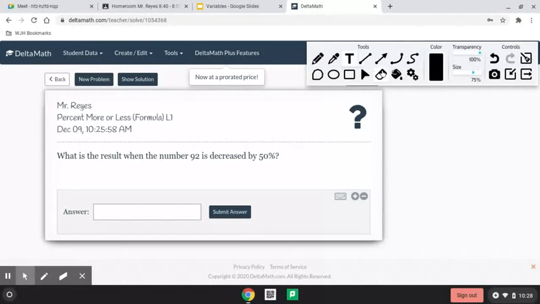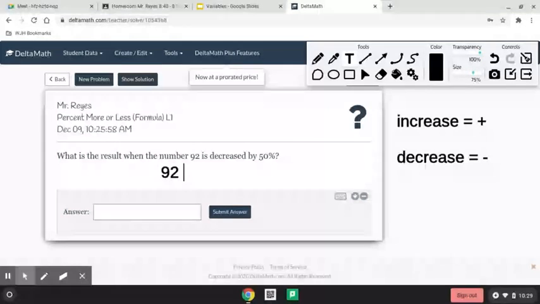So what we are doing is decreasing. And when we see the word increase or decrease, we should know by now, and if you don't, this is a good reminder, that increase means addition. Decrease means subtraction. Now, so far we have 92 and it says decreased, so we are going to subtract.